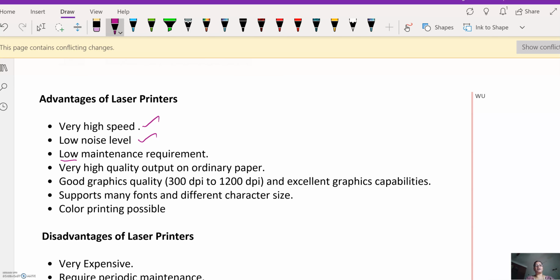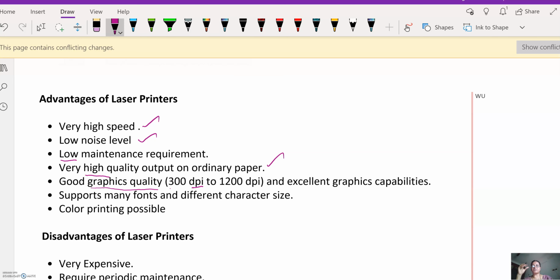And quality, of course it is going to be of high quality, even if the output is taken in an ordinary printer. And of course normal textual printing also has good quality, and it is also notable for its graphical quality. So it has good graphics quality, and the quality measure is termed in terms of DPI, dots per inch. Okay, so 300 dots to 1200 dots.